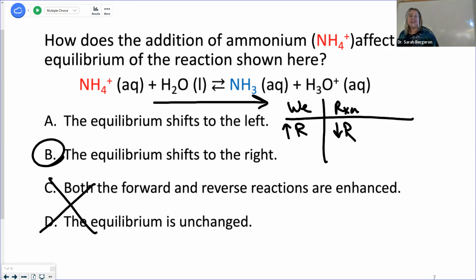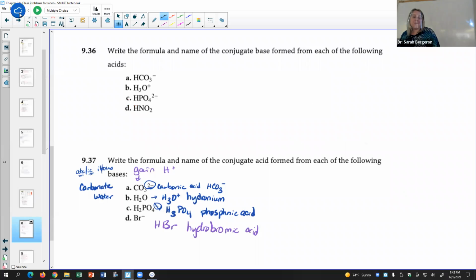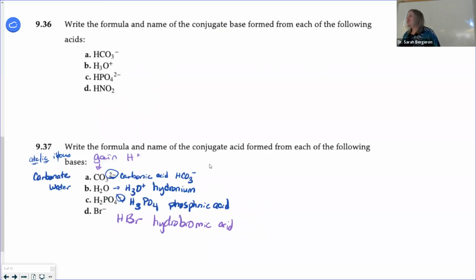Yay. All right. So let's go back to our problems. I think we were right about here. Right, and the last thing we were doing is we were looking at a reaction and we were saying, okay, this is an acid, it turns into a conjugate base. Here's a base, it turns into a conjugate acid, right? Okay, so now we're going to do the same thing, except we're only given one little piece of information. So if we look at this and we say, write the formula and name of the conjugate base formed from each of the following acids. So what this is telling me is all of these are acids.